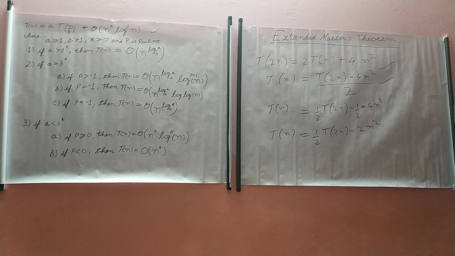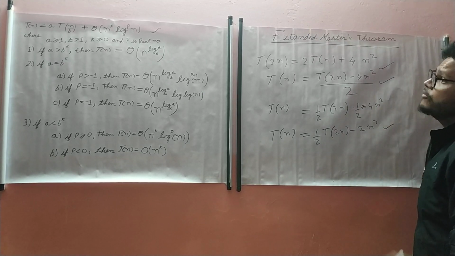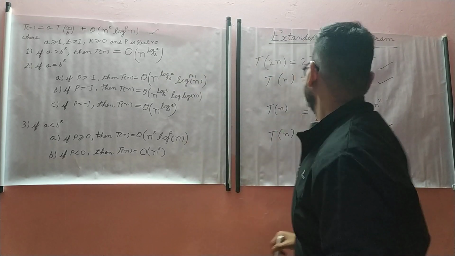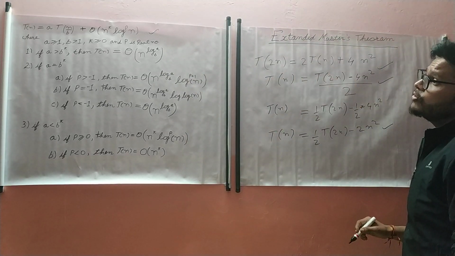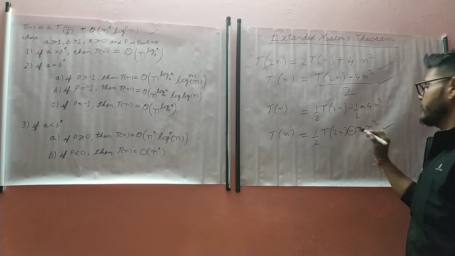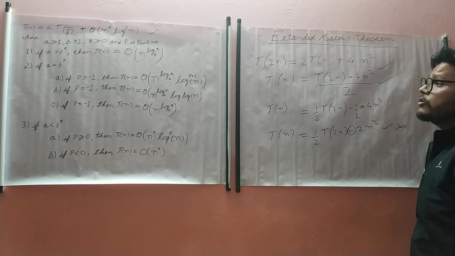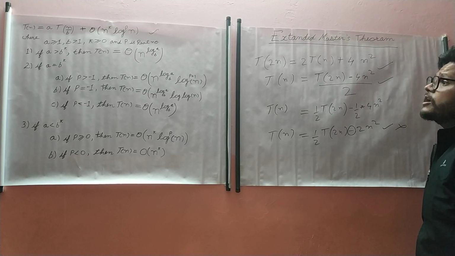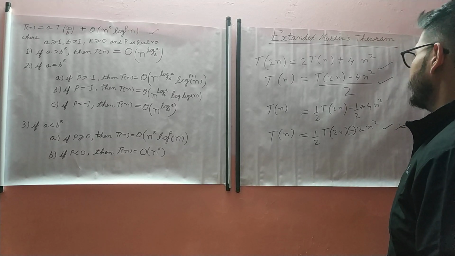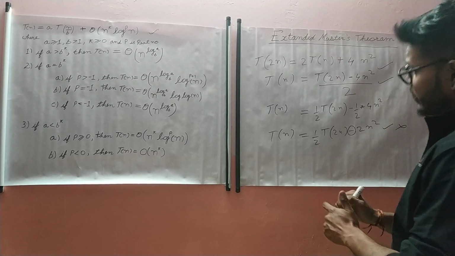But now if we compare this equation with the above form, we come to know that there is no negative sign in the form, but we have it here. So this equation cannot be converted into the Master's theorem applicable form directly, but we can convert it. See how we can convert it.